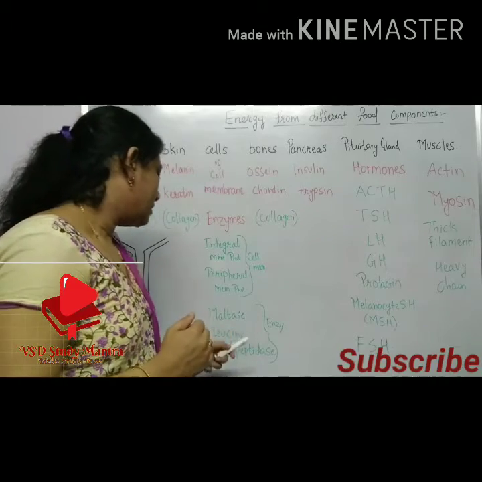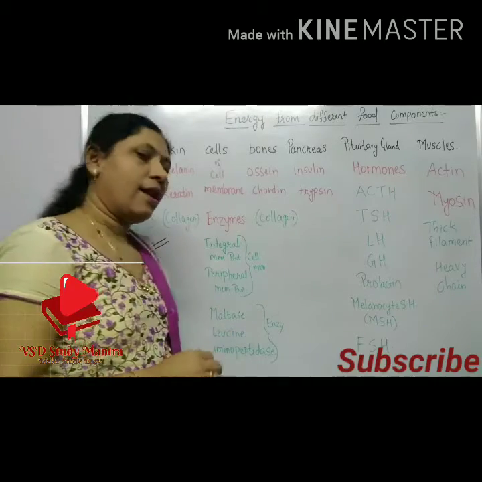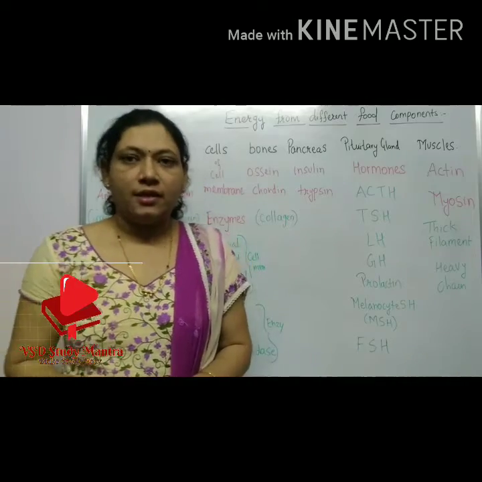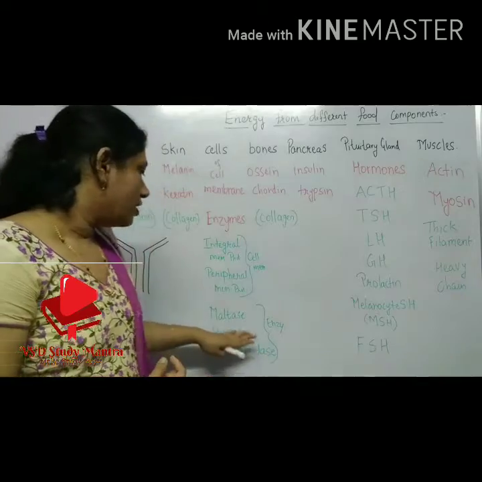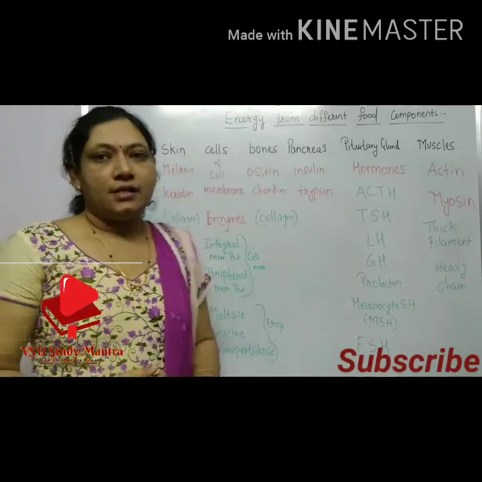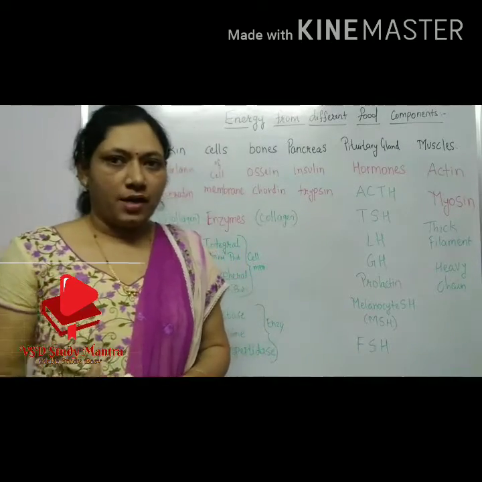Okay, so these two types of proteins are present in the cell of cell membrane, and the enzymes which are present are maltase, leucine and aminopeptidase. These are the enzyme proteins which are present in the cells of the cell membrane.